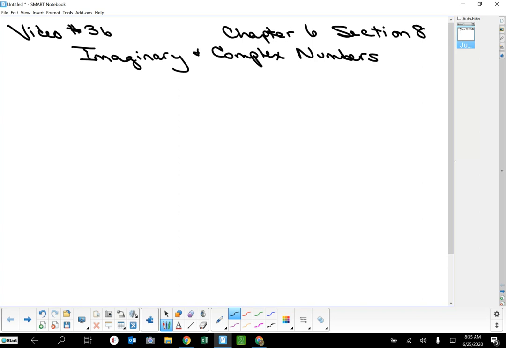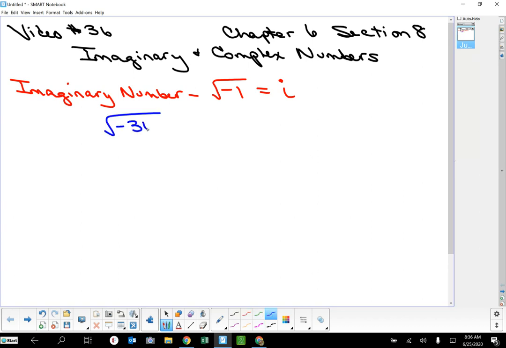Okay, so a couple of definitions. An imaginary number. By definition, it's the letter i, and it is equal to the root of -1. We don't have a way for you to actually take the root of a negative number. For example, if you have the root of -36 and you punch that into a calculator, you're going to get an error. It's not going to give you any kind of answer at all.